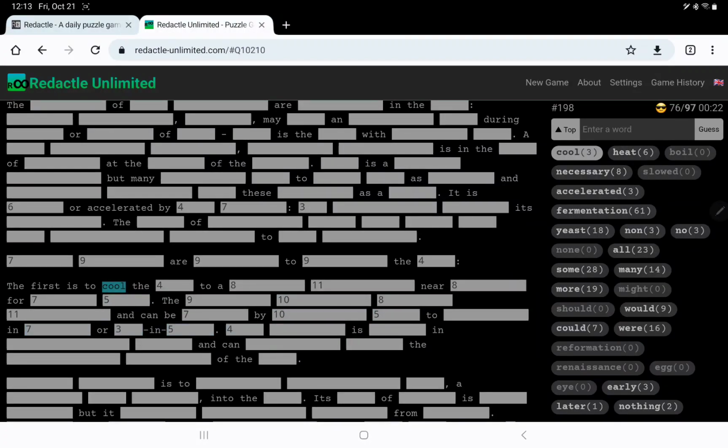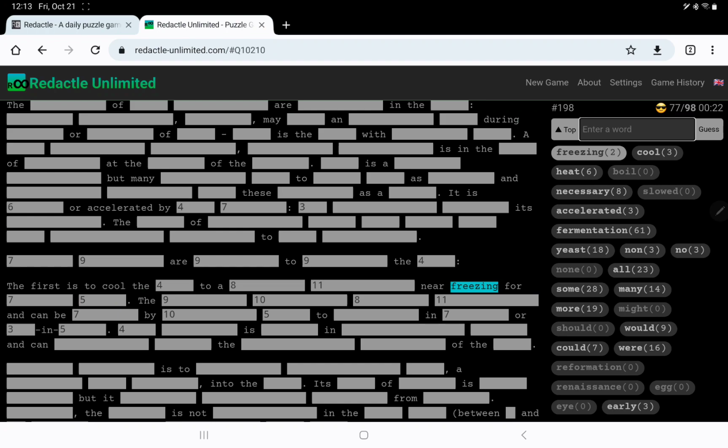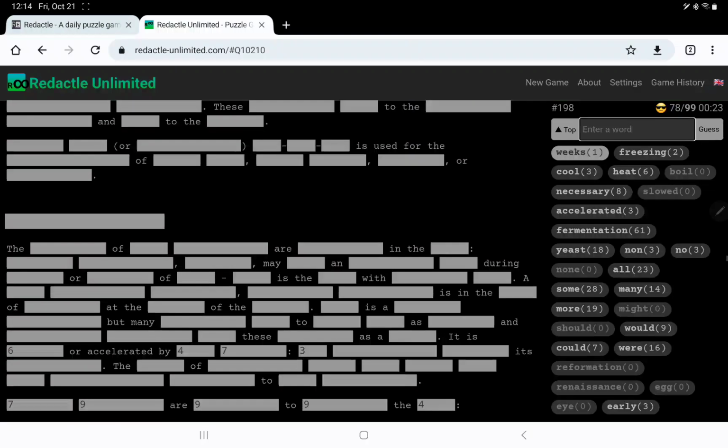I'm sure many of you are foodies and have a pretty good idea of what this is. I'm at 97 words already. The first is to cool or something. Not near freezing. It is near freezing. For 7, 5. For so many weeks? That seems, wow, that's a long time. What number? Not that it matters, the fact that it takes weeks to do this.